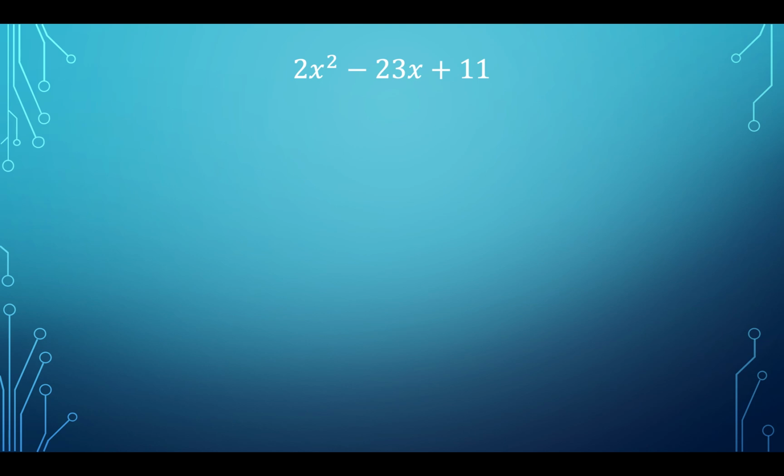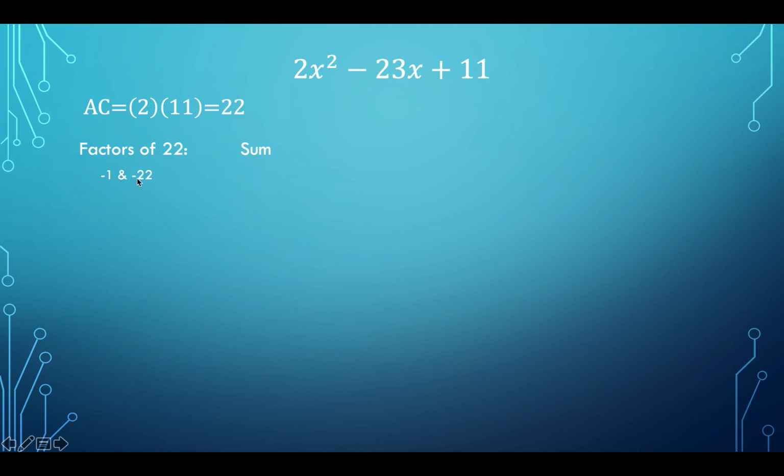And lastly, let's try this one. 2x squared minus 23x plus 11. So we're going to multiply a times c. So 2 times 11 gives me 22. And then we need to list the factors of 22. Remember, this number right here is negative and this one is positive. So that means both of our numbers have to be what? Negative.